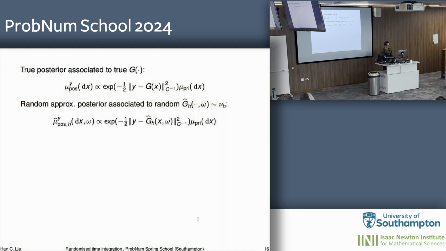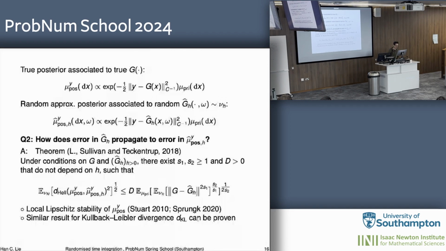Okay, so we have a true posterior associated with a true forward model G, and we now have a random approximate posterior that we want to use to counteract overconfidence. The natural question is, how does the error in our random approximate forward model, G hat H, propagate to the posterior?